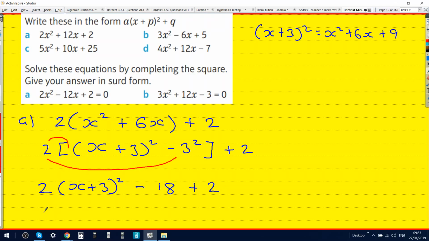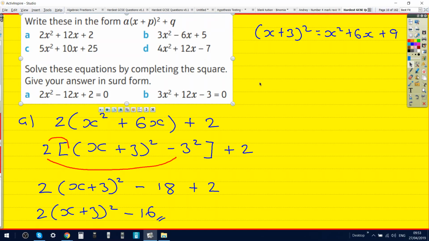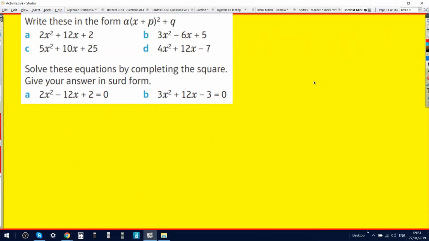And then, x plus... Is the only thing left to do minus 18 plus 2? Yeah. And that would be minus 16. So x plus 3 squared minus 16. That's it. Any questions there? No. Okay. Let's try this one down here, B.